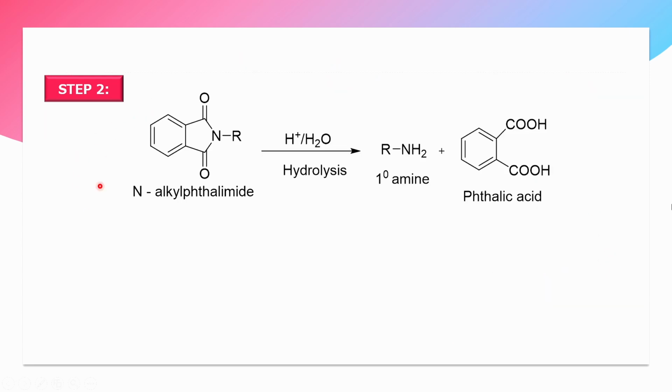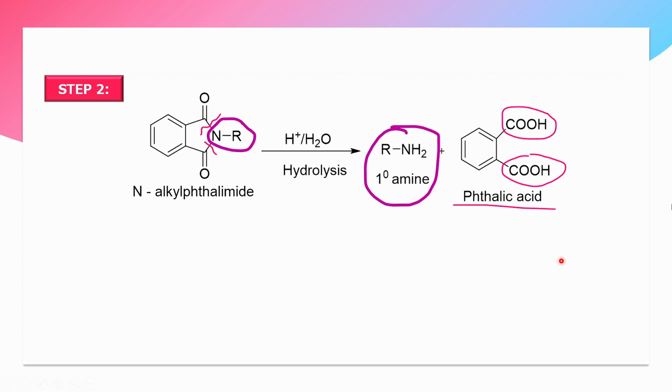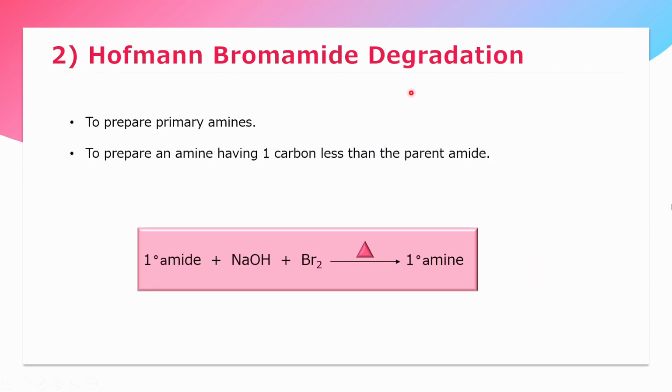In step 2, the entity we got in the previous step would be hydrolyzed, and so these 2 bonds would break to give us phthalic acid, and the NR would give us 1-degree amine. So this is how we use Gabriel phthalimide synthesis to prepare 1-degree amines. Next is the Hofmann bromamide degradation.